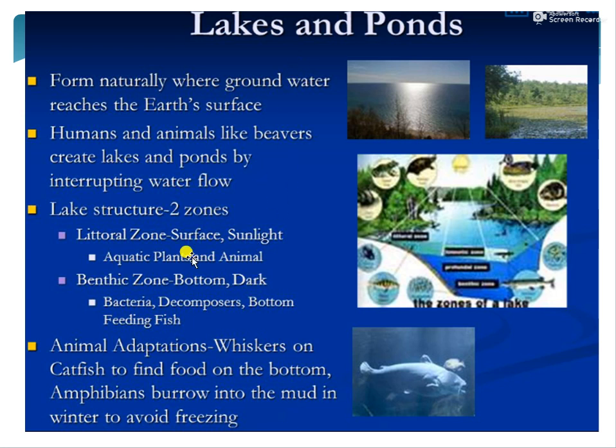And depending upon the ecosystem, different adaptations will be found in the organisms living in the ecosystem. In the case of catfish, whiskers are found on the catfish to find food on the bottom, and amphibians burrow into the mud in the winter to avoid freezing. So these are some adaptations which have been found in animals depending upon the aquatic ecosystem.